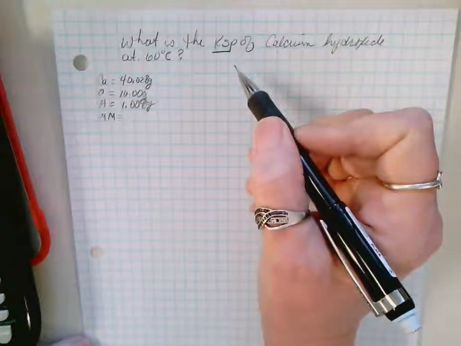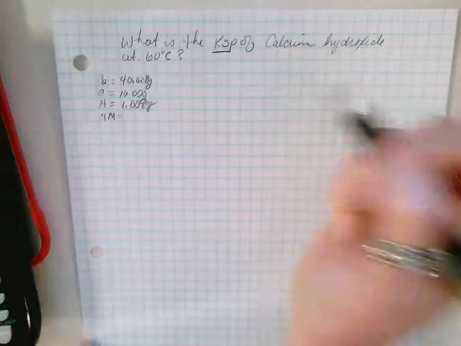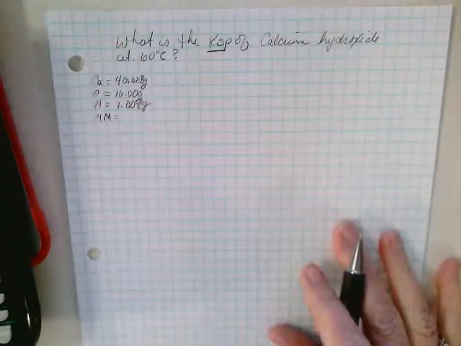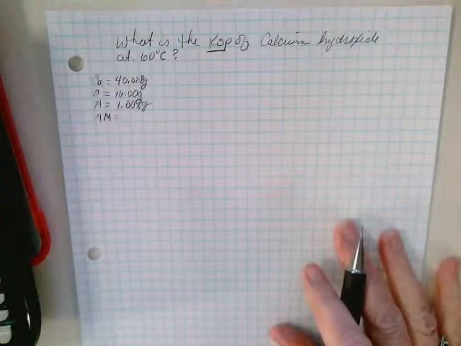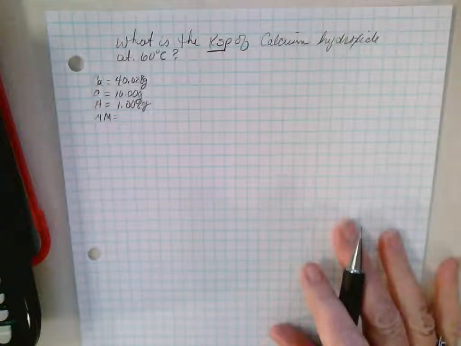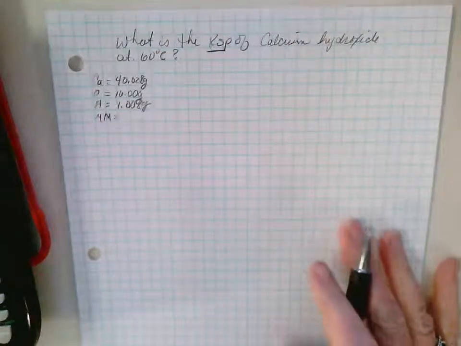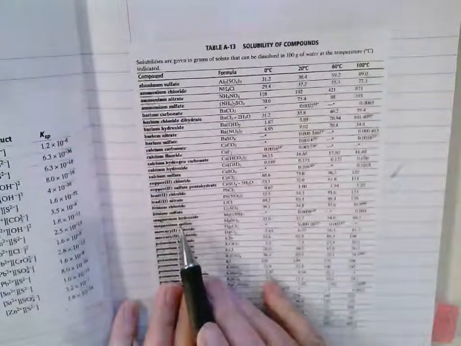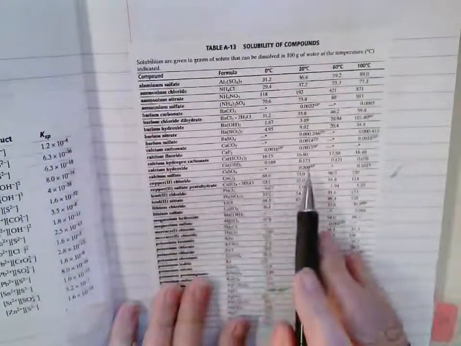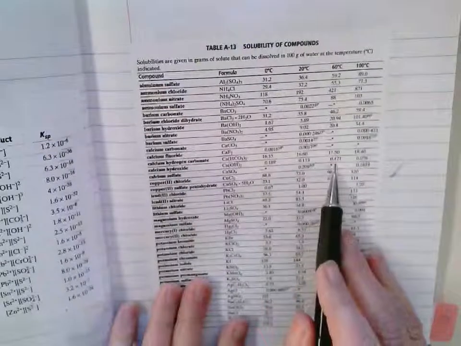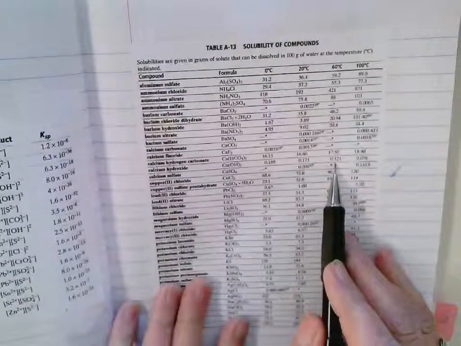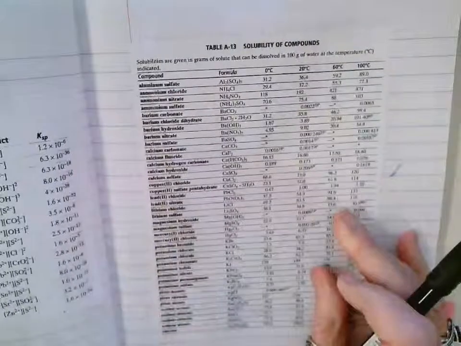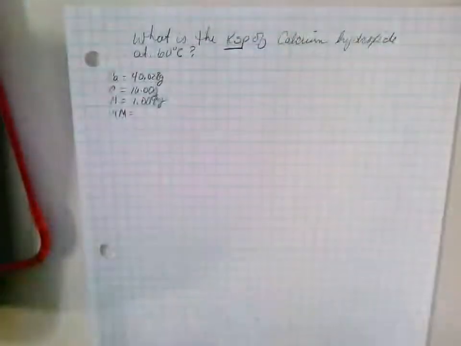And so when you do this calculation, it says, what is the solubility of calcium hydroxide at 60 degrees Celsius? So you are going to need some other information. In fact, you have to look it up on this chart here. And here's 60 degrees. And here's calcium hydroxide, right here. So it's 0.121 grams in 100 grams of water.